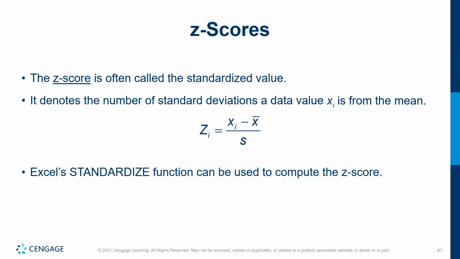Which brings us to z-scores. So a z-score is a standard score, or sometimes they call it a standardized value. And it lets us know the number of standard deviations a given data point is from the mean. You can calculate it by taking the data point minus the sample mean, divided by the standard deviation. Or you can use Excel's STANDARDIZE, so equals STANDARDIZE, and you put in the number, and it will give you the z-score.